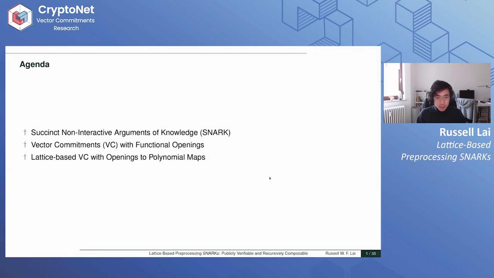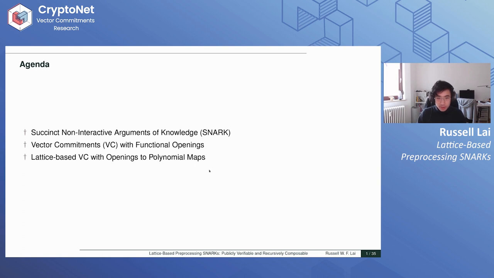So this is the agenda for this talk. The talk will consist of three parts. The first two parts are rather short. So there I will recall the notion of SNARKs as well as vector commitments, because after all, it's vector commitment day. And in particular, I will talk about vector commitments with functional openings. So for these two sessions, I will first recall what they are and what we know about them in the literature and how they relate to each other. And then in the third, more technical part of the talk, I will present how we can construct a lattice-based vector commitment scheme with openings to polynomial maps.